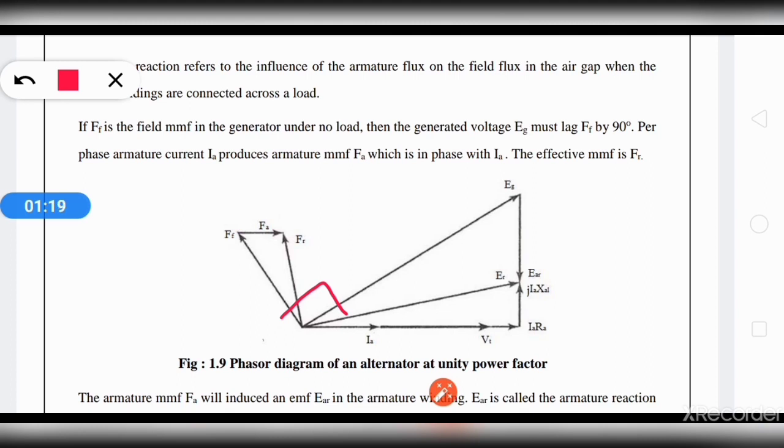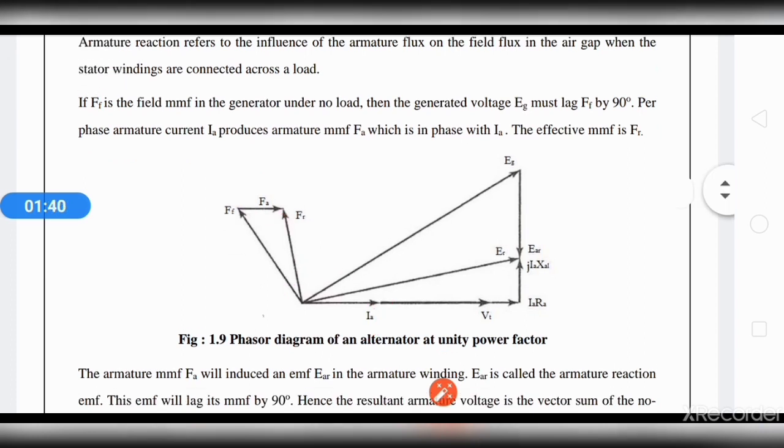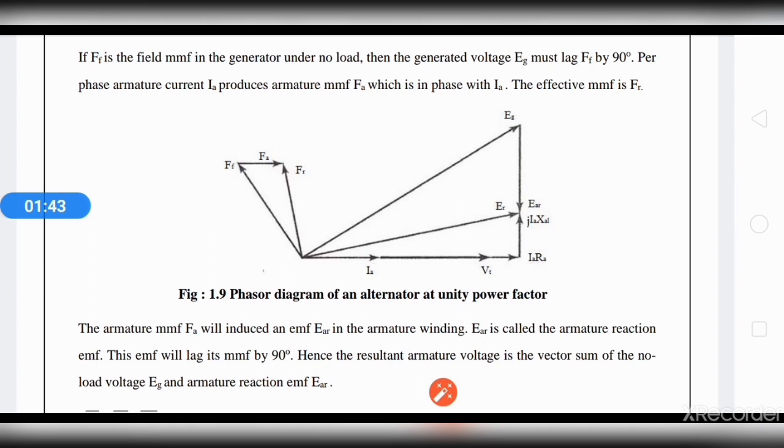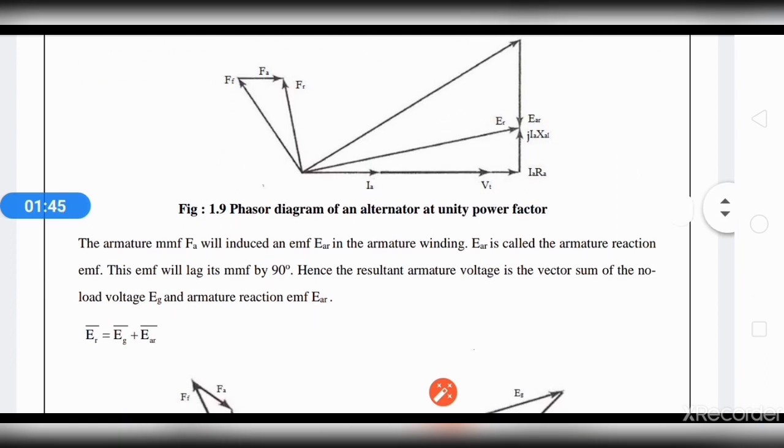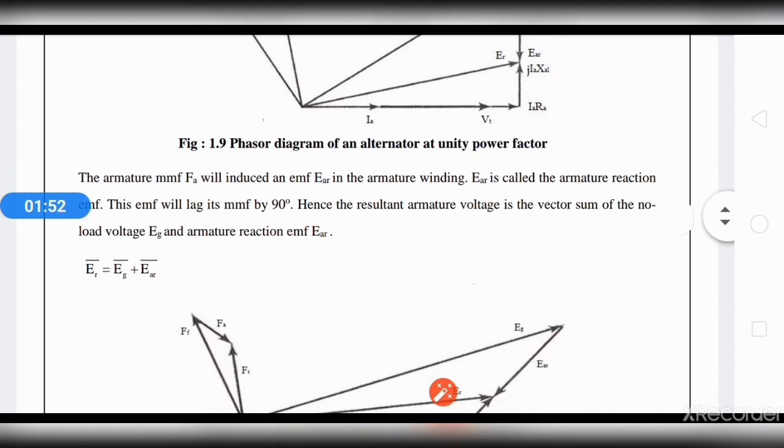Per phase armature current IA produces armature MMF FA, which is in phase with IA. So IA is the armature current shown here, and FA is the MMF shown here. Both are in the same phase, and the resultant MMF is shown as the summation of FF and FA, the MMF of the field winding and the armature winding.